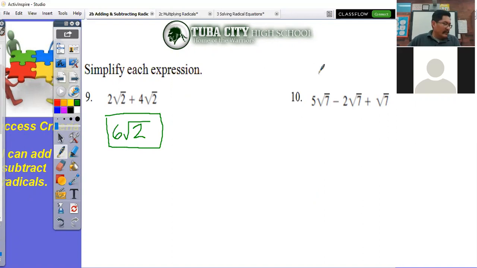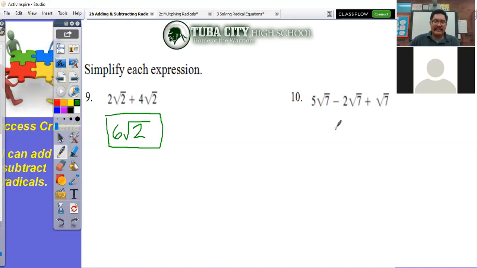All right, and here's another one with something that we might need to review. So look at your like terms again. So radical 7, radical 7, radical 7, or root 7, however you want to say that. They're all the same. So again, we just work with the numbers in the front. So 5 minus 2 is 3.